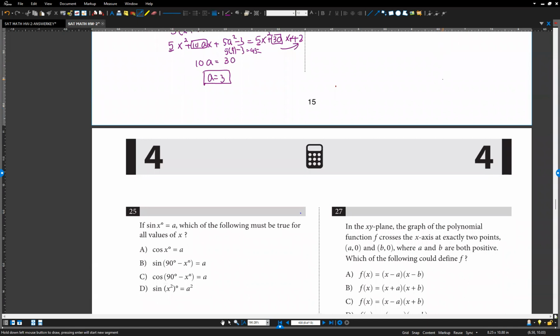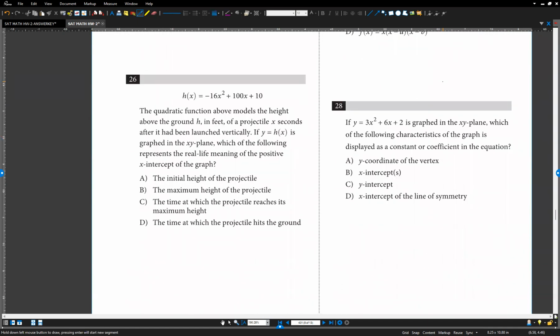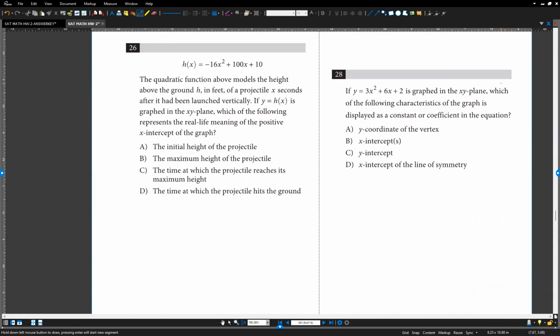The next one is number 26. This is a quadratic, okay? Quadratics. So negative 16x squared plus 100x plus 10. This one looks like this, the negative coefficient means the quadratic graph opens downward. When you have this one, this is x, this is y, the height with respect to time over here. Height is in feet. At x equals 0, that is 10. We start from here, 10.